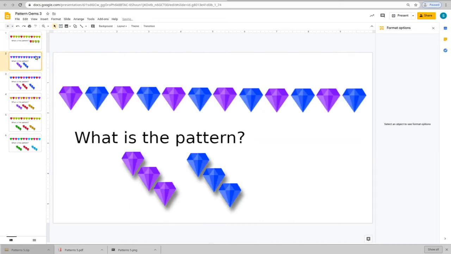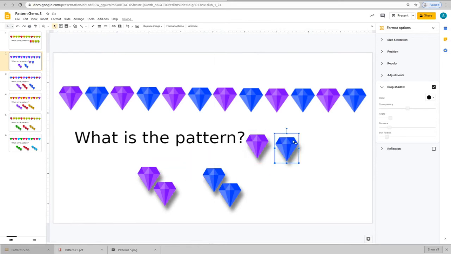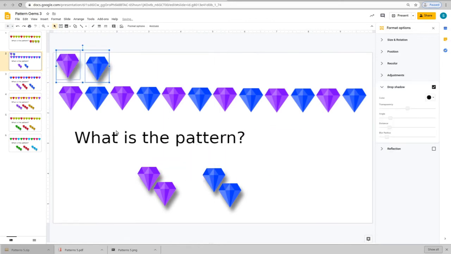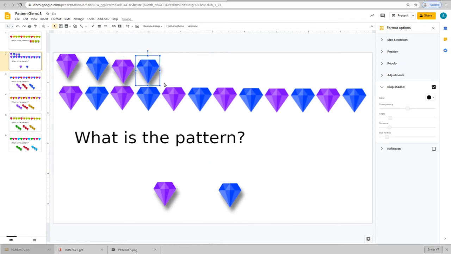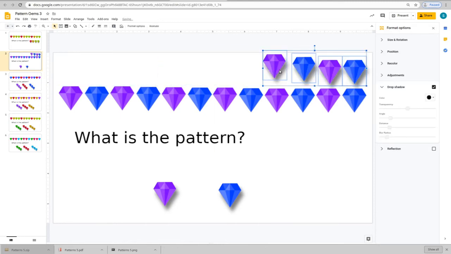Let's do one more together. Okay, this one is purple, blue, purple, blue, purple, blue, purple, blue, purple, blue. What repeats in here? Well, we've only got purple and blue to choose from, so purple, blue, purple, and blue. Well, does that match? That matches. Let's see if it matches the next four. That matches the next four.